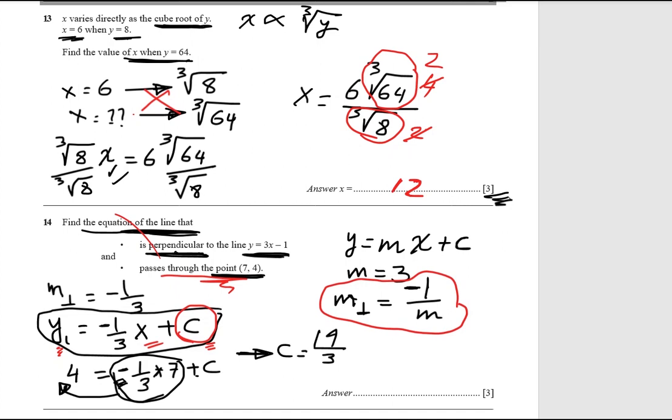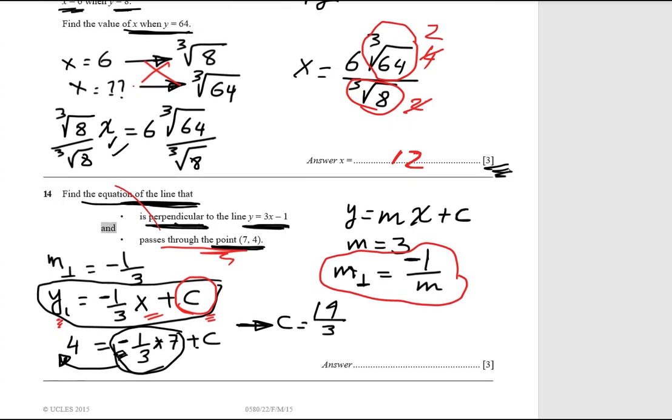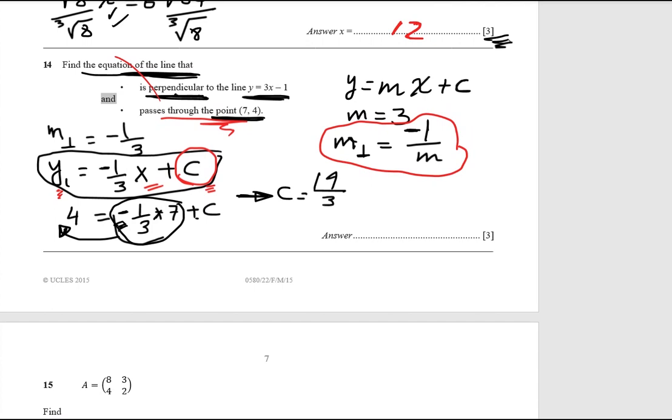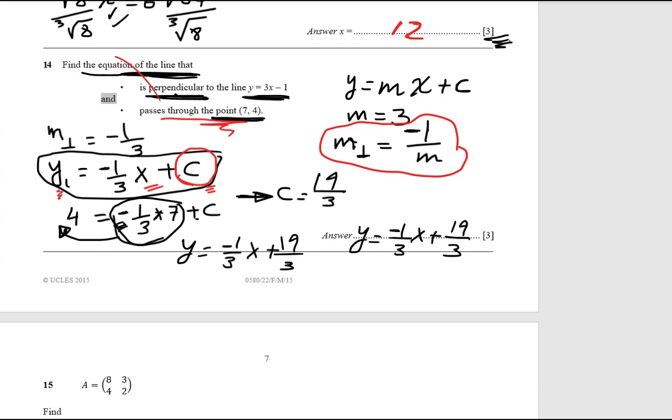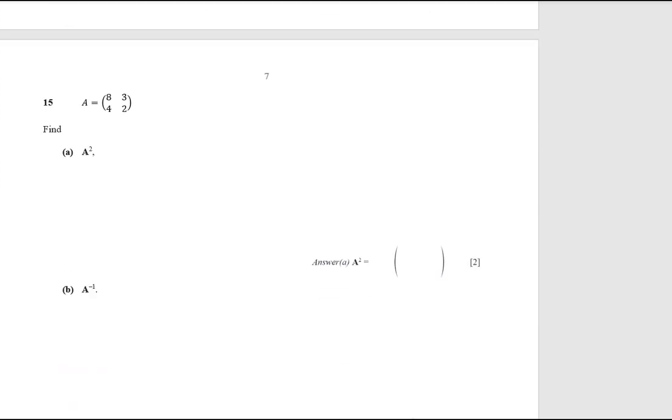So what is the equation of the line now? The equation of the line now is y equals minus 1 over 3 x plus 19 over 3. So we can write the equation of the line here, y equals minus 1 over 3 x plus 19 over 3. This is the equation of the line, the equation of the perpendicular line.